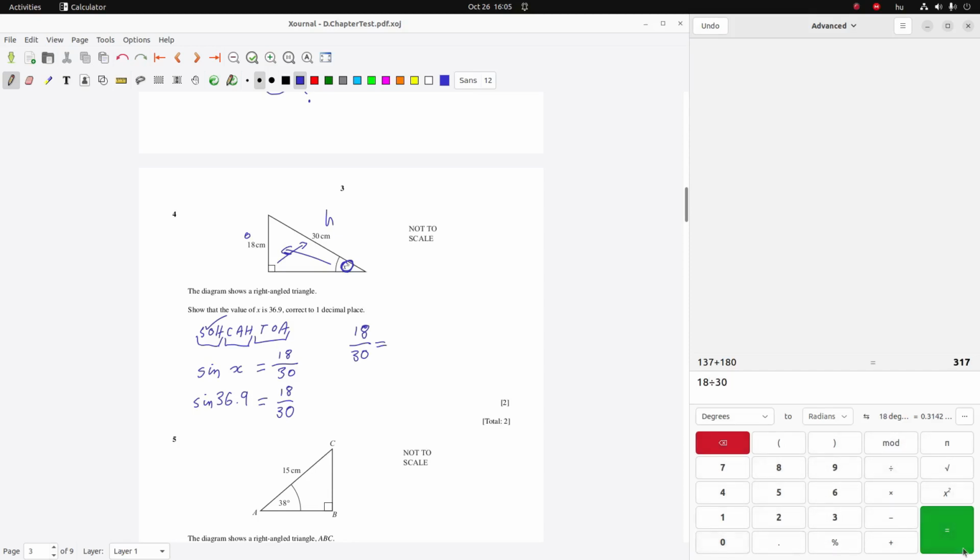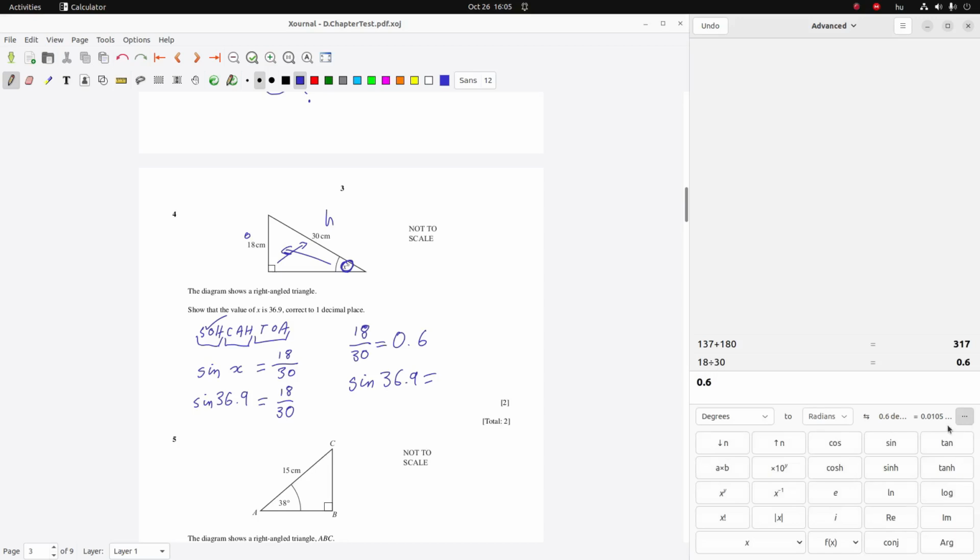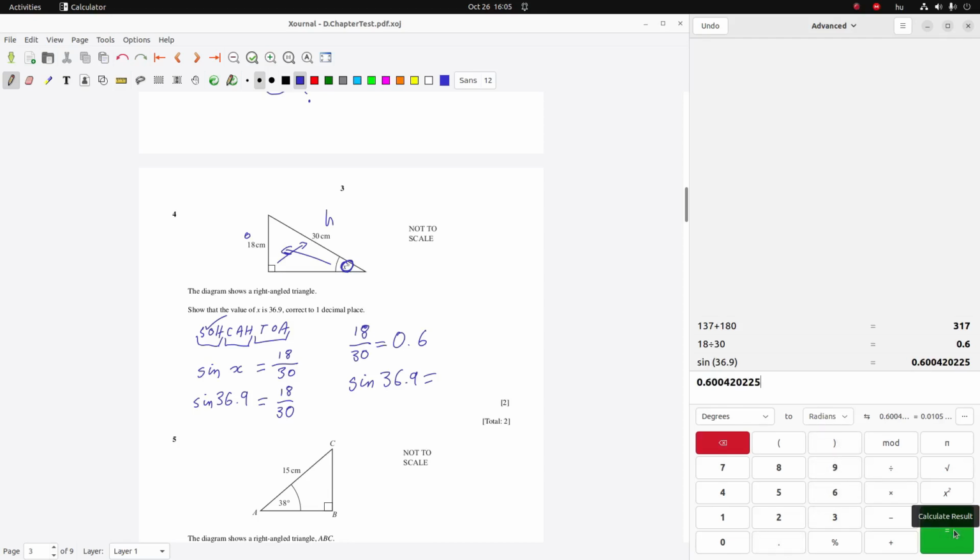18 divided by 30 is equal to 0.6. And next I'm going to check sine 36.9. I'm going to put that in the calculator. Sine, open brackets, 36.9, equals 0.600, etc. So there's just a rounding error that proves that they are the same, which proves that this angle x must be 36.9.